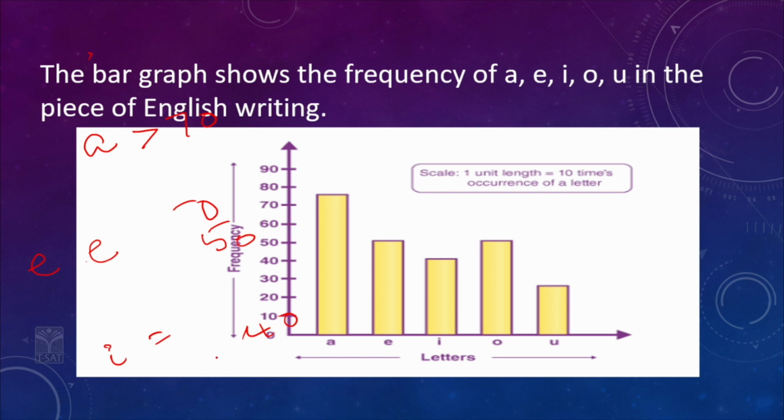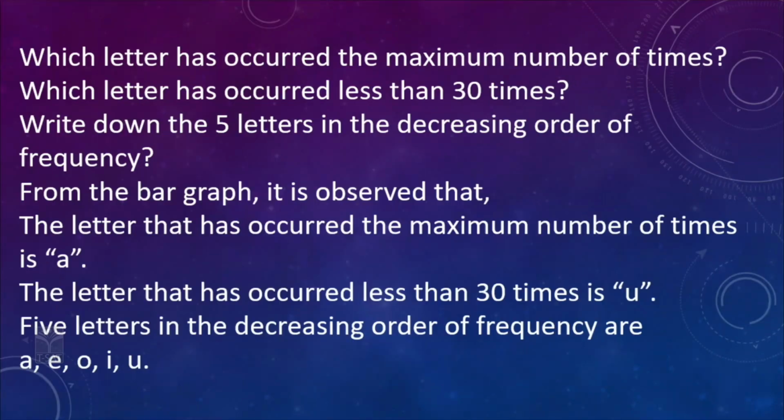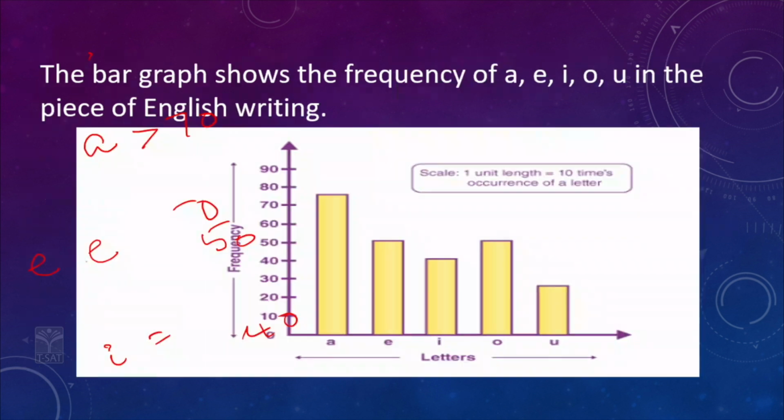So the question given here is: which letter occurred the maximum number of times? It is very clear. Observe it. Which has the maximum? A has more than 70, correct? And the remaining are less, so A occurs the maximum number of times.